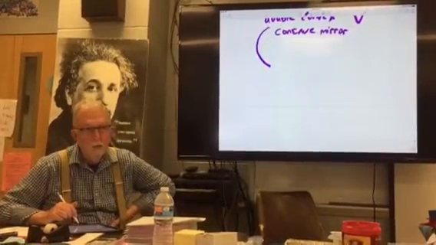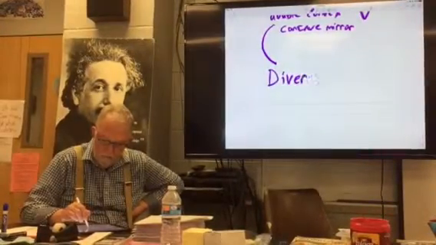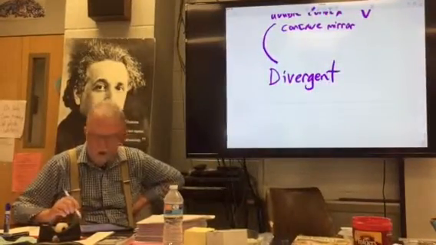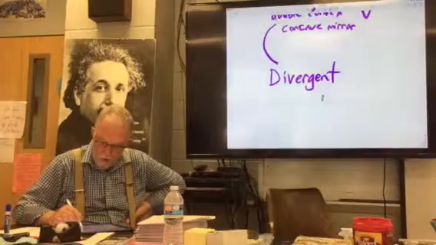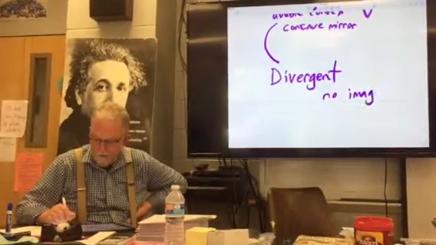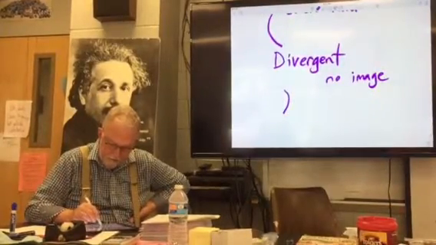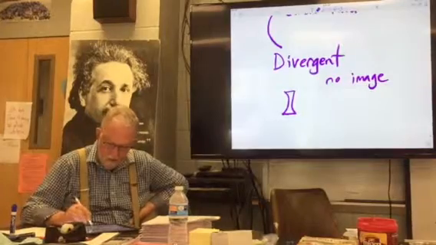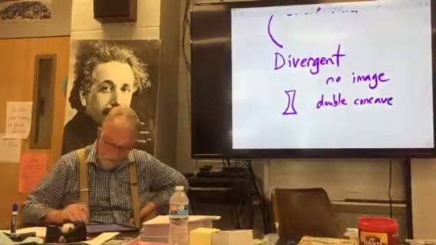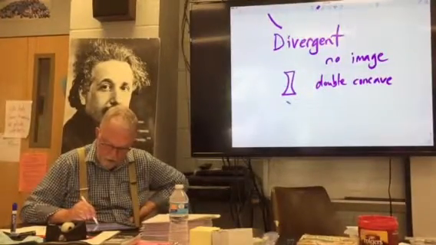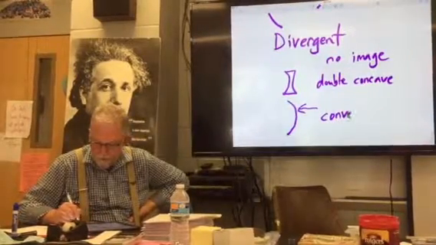Now, the other kind is divergent. And as you can figure out, the rays never meet. No image. Try as hard as you might, you will never get an image. And for the lens, it looks like this. Double concave. And for the mirror, it looks like this. The light's coming in this way, which is a convex mirror.